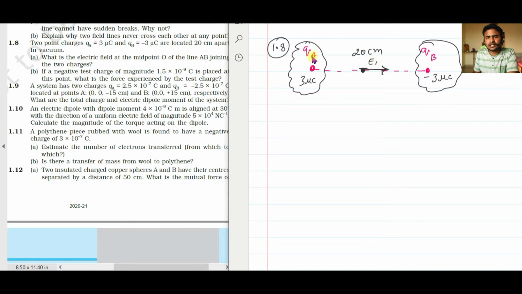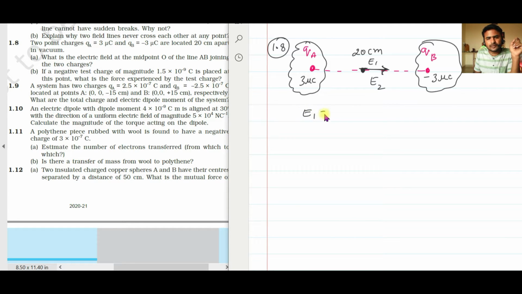If I say E1 is the electrical field due to the positive charge and E2 is the electrical field due to the negative charge, you will see that both will be equal. E1 and E2 both will be equal, and I'll show you that also. Since both the electrical fields are equal and they are in the same direction, they will add up. That is what is going to be your net electrical field.